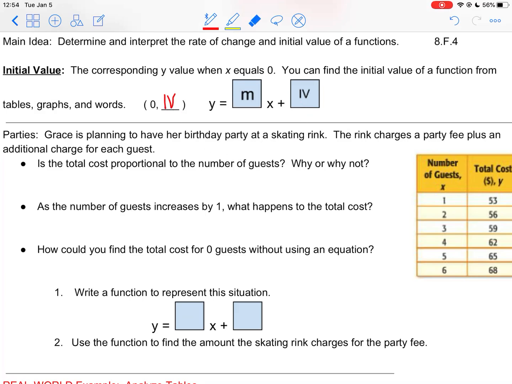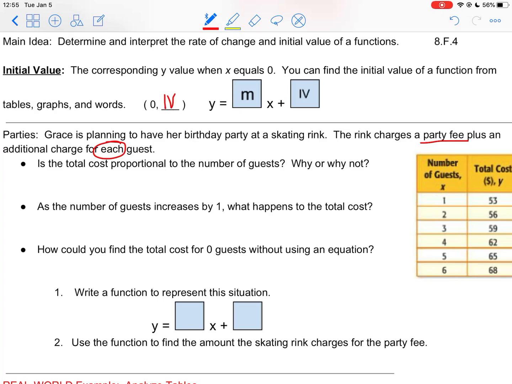In this first example, Grace is planning to have her birthday party at a skating rink. The rink charges a party fee plus an additional charge for each guest. So here we have a party fee, which is going to be paid once, and then once that's paid, we're going to have an additional charge for each guest. There's some words that tell us where the rate of change is, and here that amount per guest is our rate of change.